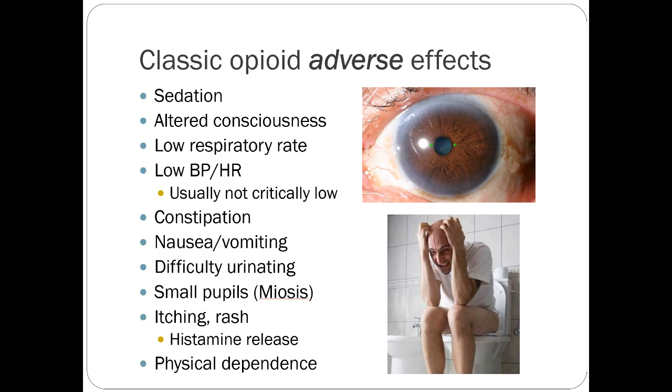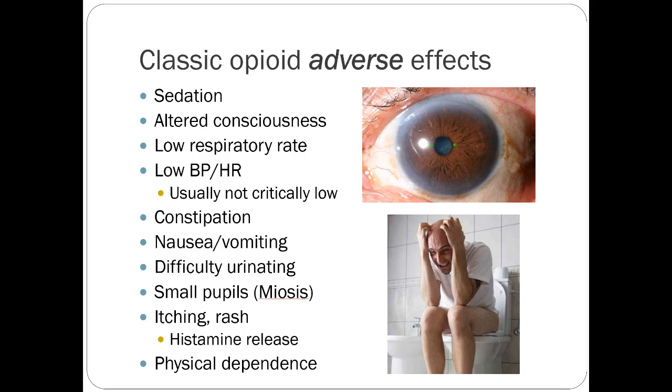Small pupils, pinpoint pupils, is kind of a hallmark of opioid overdose, but again, might interfere with sight a little bit, but probably not. This is an interesting one: opioids can cause histamine release, and the more natural the opioid, and we'll talk about them in progression from natural to synthetic, the more likely it's going to cause a histamine release.